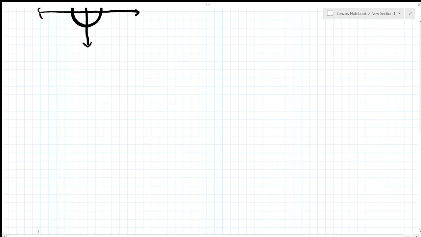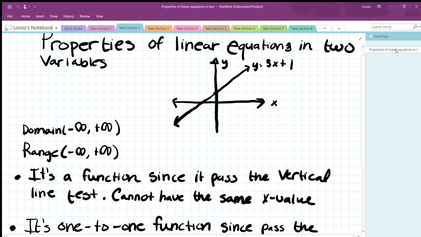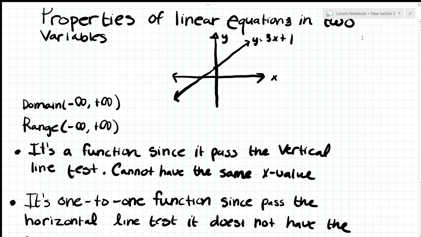Now let's go over some properties of linear functions. I mean, linear functions and linear equations are the same thing. Here are some properties of linear equations in two variables.